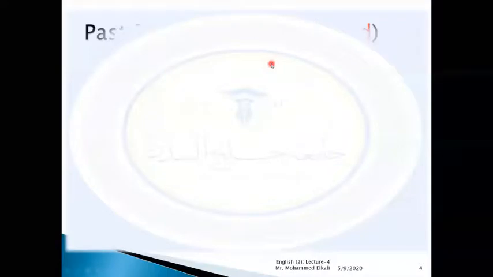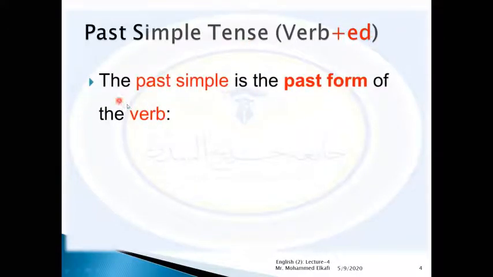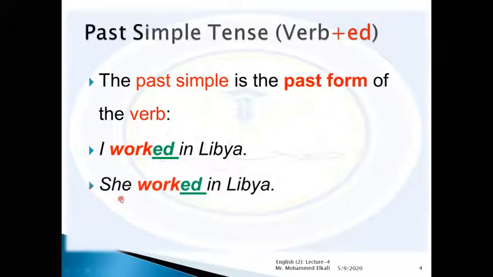The past simple tense is the rule of ed. We call it the rule of ed because we add ed to the verb in the past form. The past simple is the past form of the verb. For example, I worked in Libya. Here we added ed to the verb work. Also in the other example, she worked in Libya. Also we added ed to the verb.